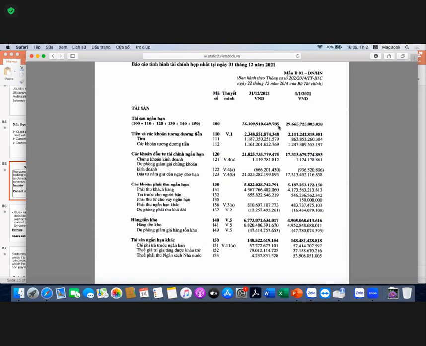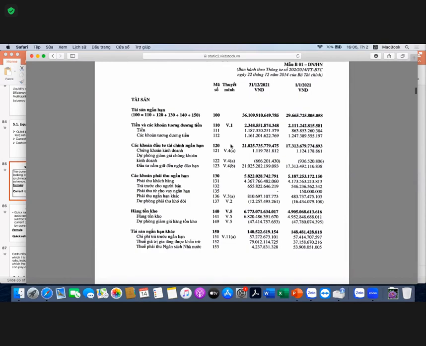đồng. Okay. And in 2020, look at this. This is the 1st of January, it means 31st of December 2020. So in 2020, it is 29,666 billion đồng. Okay. So this is the current assets.